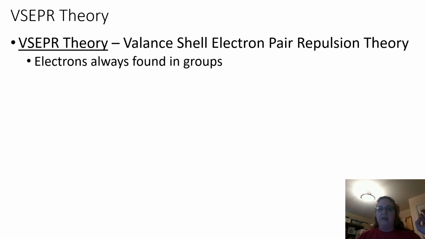VSEPR theory is valence shell electron pair repulsion theory. It really helps define the shape of our molecules. It tells us that the electrons are always found in groups around the central atom, and that those groups are going to repel each other. They're all negative because of the electrons, and those negative charges repel, and it's this repelling factor that actually dictates the shape that we have for our molecules.